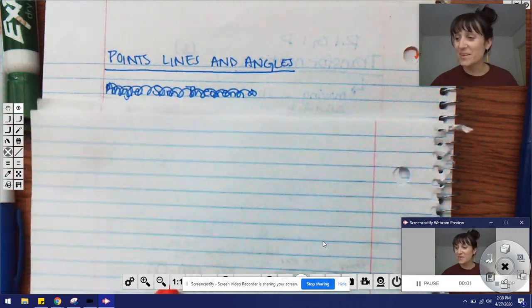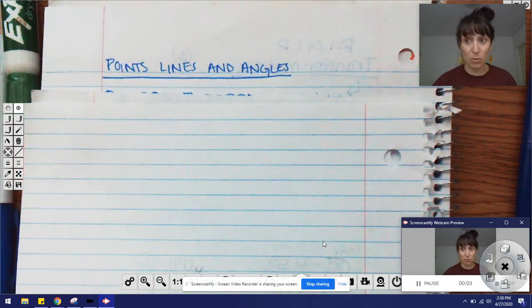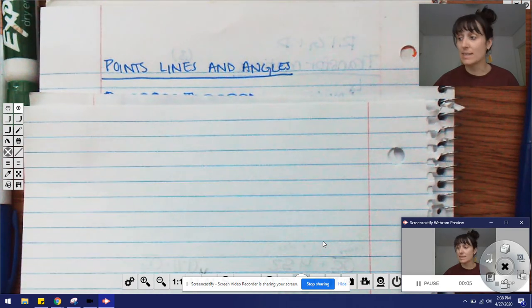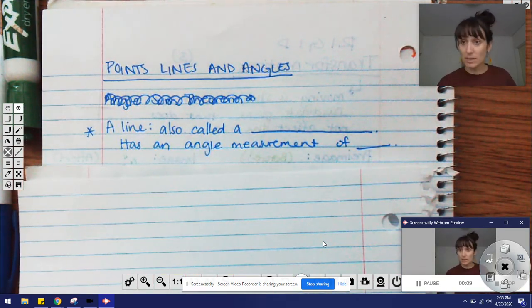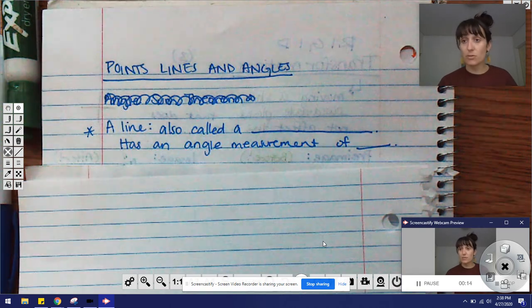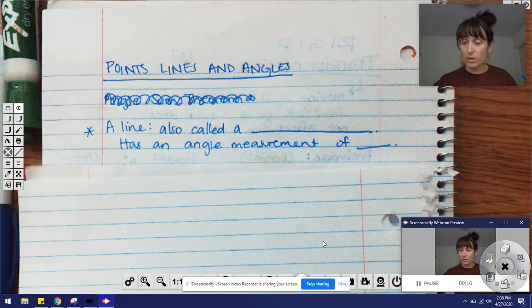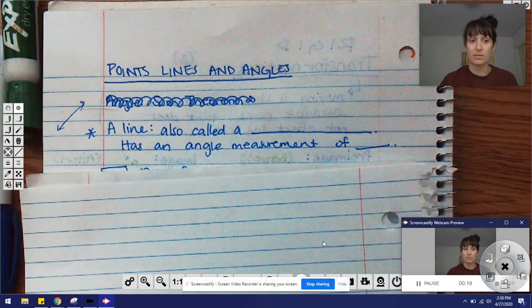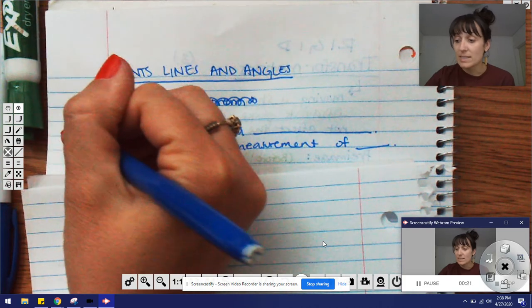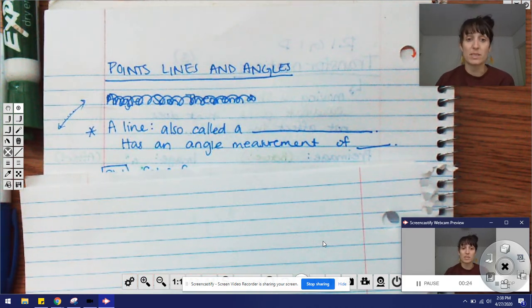So today we are on now lesson 4. We're talking about points, lines, and angles. When we talk about a line in geometry, a line is something that goes on and on forever in both directions. That's why we generally put arrows at the end of it. It's comprised of an infinite number of points in a row.